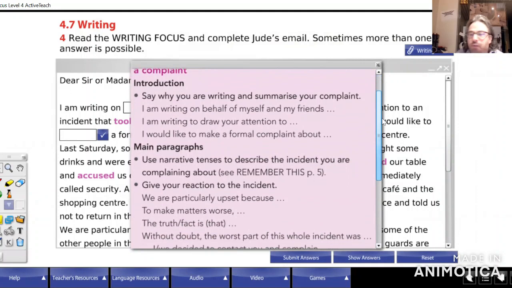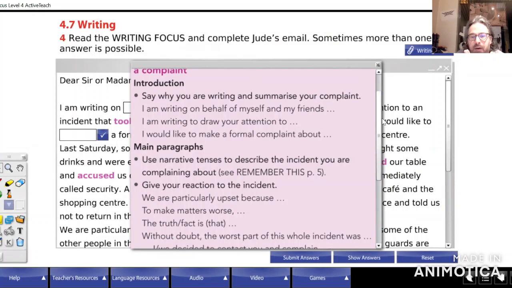In an introduction, you have to say why you're writing and summarize your complaint. I told you last time. People who are going to read the complaint are probably not the same people you're going to complain about, so they need a bit of introduction. They need to know the story, the background.